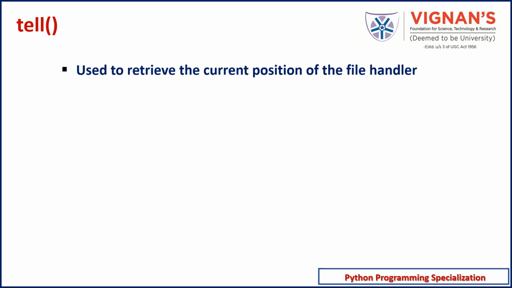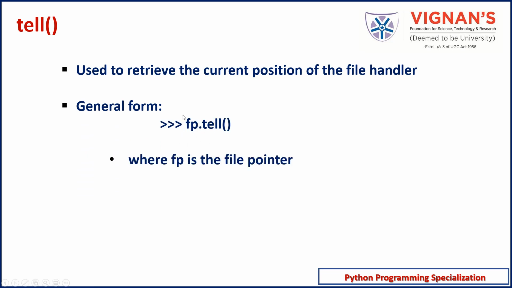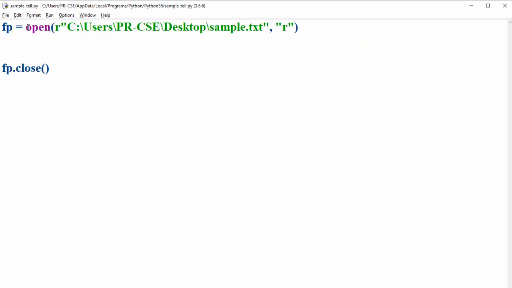The tell method can be used to retrieve the current position of the file handler. You can use the general form fp.tell, where fp refers to the file pointer which is already returned by the open method. This tell method returns the current position of the file handler or the file pointer. Consider this opening of the file sample.txt in the read mode. As we already discussed, when the file is opened in the read mode, the file pointer should be placed at the beginning of the file.